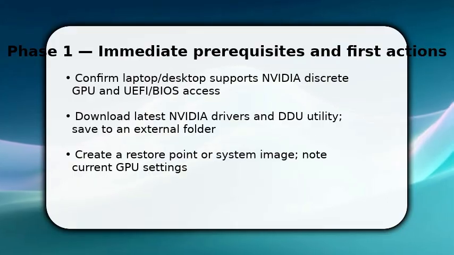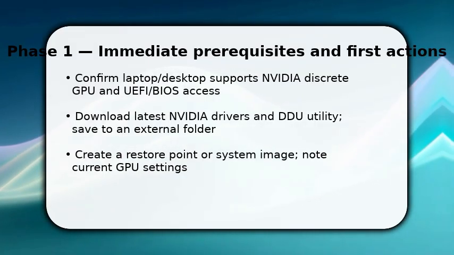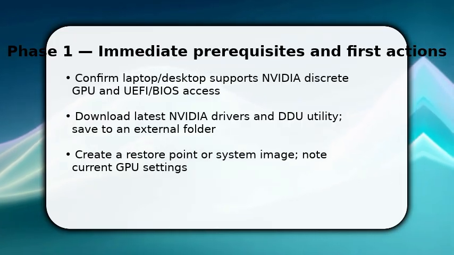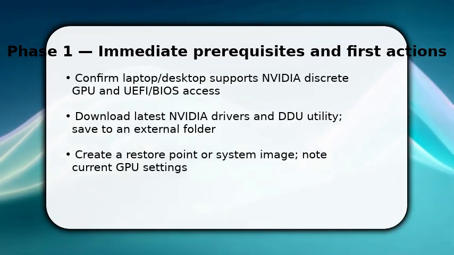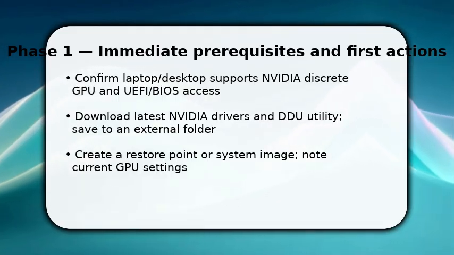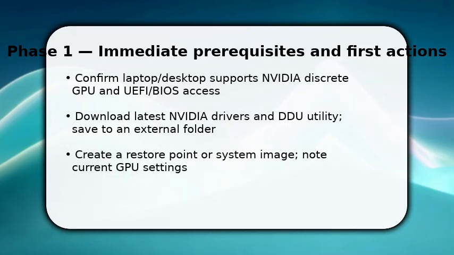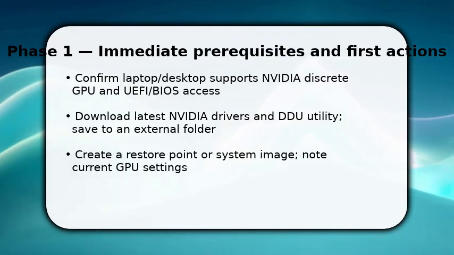You start by confirming hardware and preparing recovery. This prevents lockouts. Boot to Windows, unlock UEFI/BIOS if needed, and download the latest Nvidia driver and the tool. Disable fast startup temporarily and create a restore point or system image so you can roll back. Once done, move the downloaded driver and the tool to an external folder for quick access.